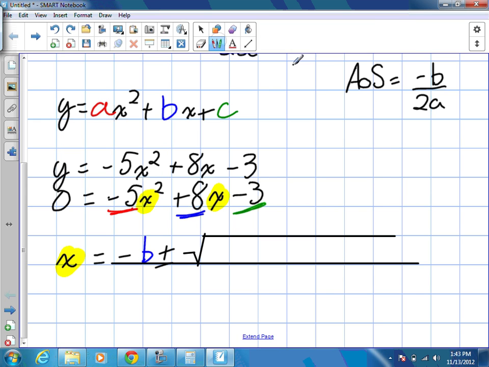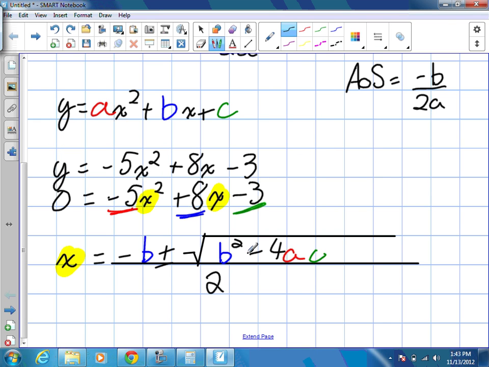b squared minus 4 times the a value times the c value, and everything is divided by 2a. So I've color coded it to the colors we usually use for a, b, and c. Okay? So we're going to go ahead and plug these in.